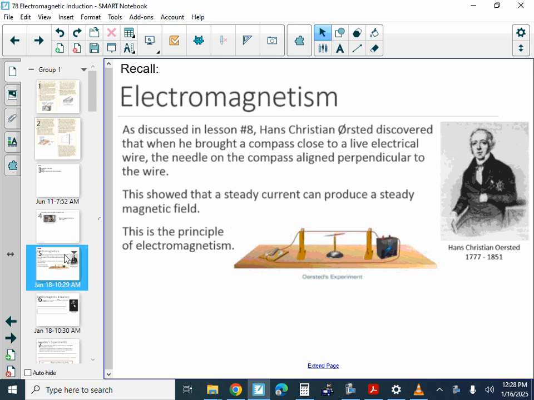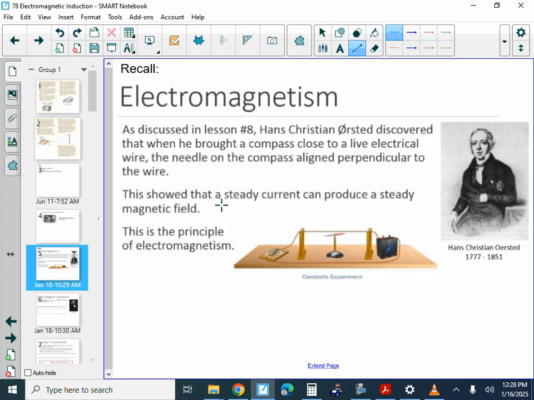But we know, of course, electromagnetism was discovered by Hans Christian Ørsted. Basically he found that a needle of a compass would deflect if there was current nearby. So he showed that a steady current produced a steady magnetic field. I suppose I could have underlined both parts: steady current, and then produce a steady magnetic field.